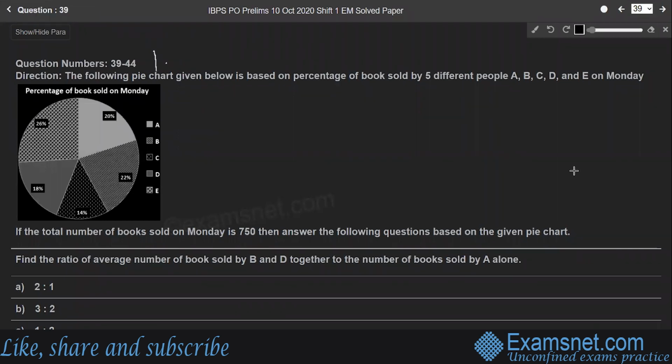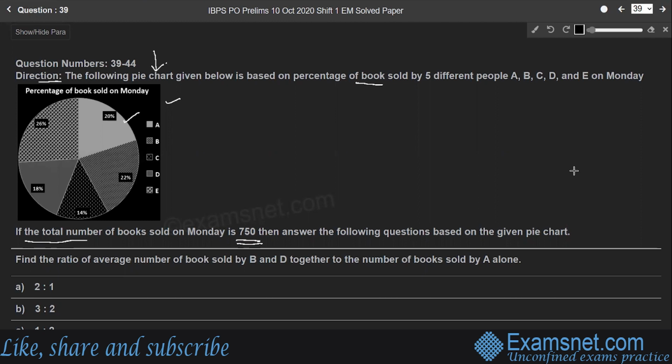Students, questions 39 to 44 are based on the below information. Here the direction is, the following pie chart is based on the percentage of books sold by 5 different people, A, B, C, D, and E on Monday. Look at the pie chart. The plain part shows the number of books sold by A, which is 20% of the total number of books. If the total number of books sold on Monday is 750, then answer the following questions based on the given pie chart.